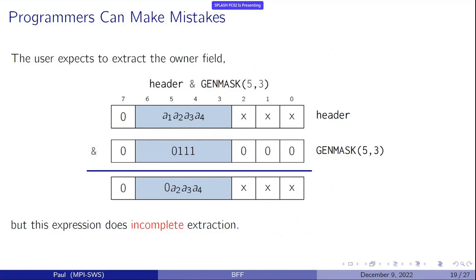As you can see in this example, the user expects to extract the owner field from header, but this code is doing something wrong because the right-hand side, the gen mask 53, is a bit mask that only specifies the lowest 3 bits in the owner field, but not the entire bit field, which according to our definition is not a mask with respect to this file info SPV. So our type checker will reject this program.